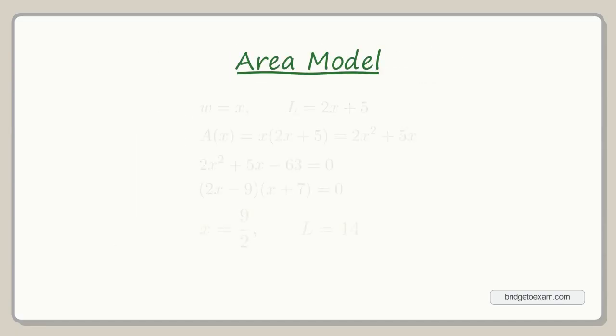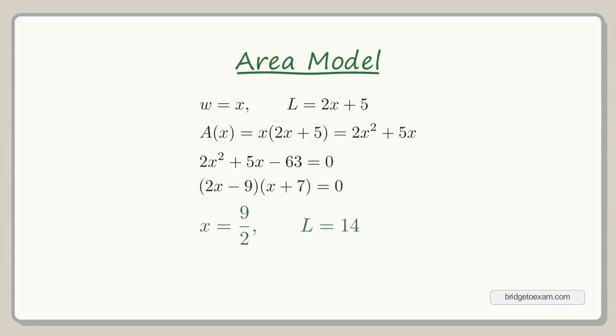A rectangle has length 5 more than twice its width. Let the width be x. Then the length is 2x plus 5, so the area is x times (2x plus 5). If the area is 63, solve 2x squared plus 5x minus 63 equals 0. Factoring gives (2x minus 9) times (x plus 7). The positive width is 9/2 and the length is 14.